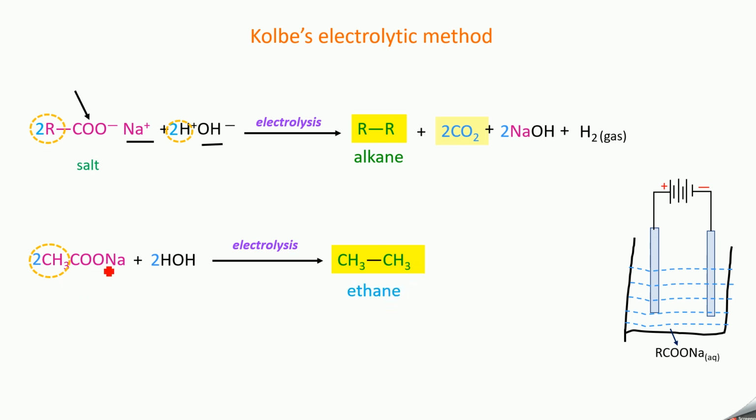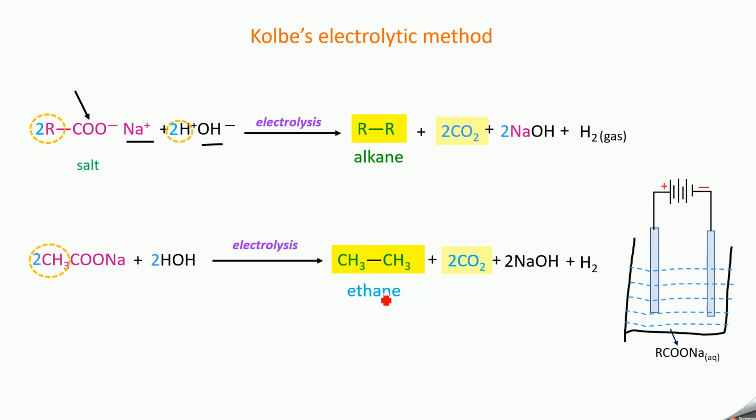Then the carbon dioxide will be removed as carbon dioxide molecules, 2 molecules. Then Na and OH will combine to form sodium hydroxide, 2 molecules of sodium hydroxide. And the hydrogen will combine to form hydrogen gas. So you are getting these products by doing electrolysis of the sodium salt of the acid, and this is what we call Kolbe's electrolytic method.